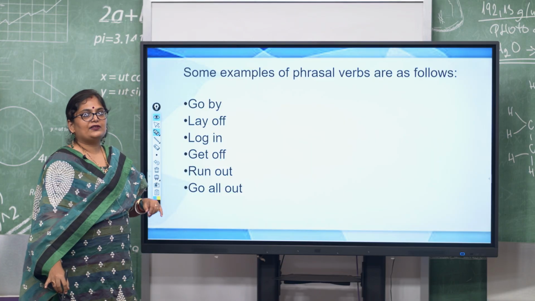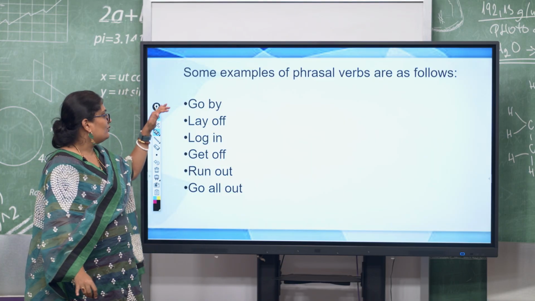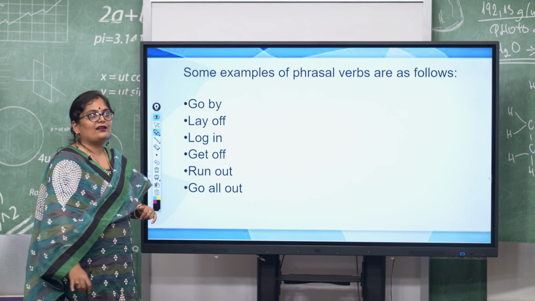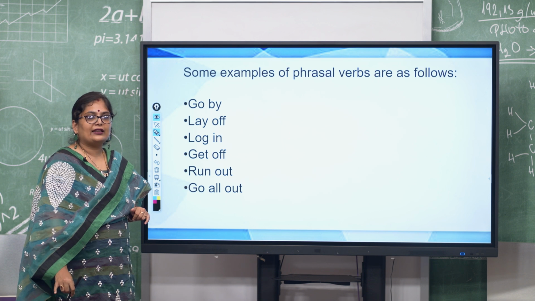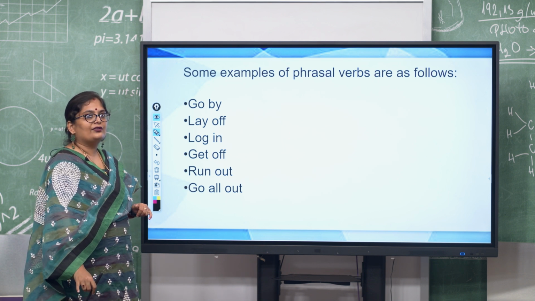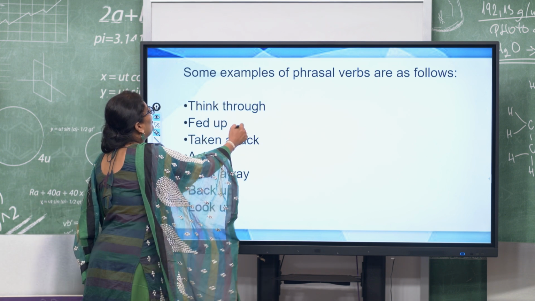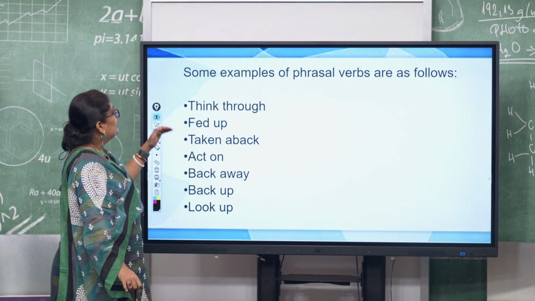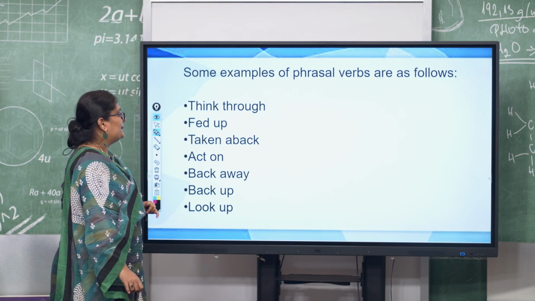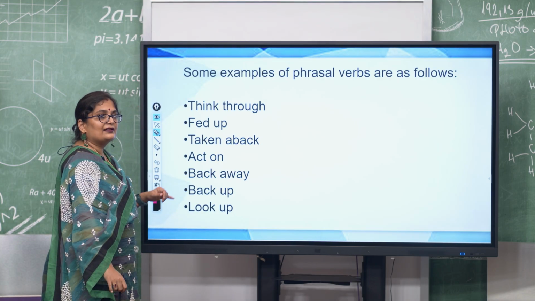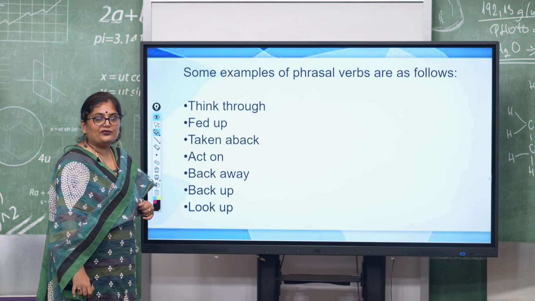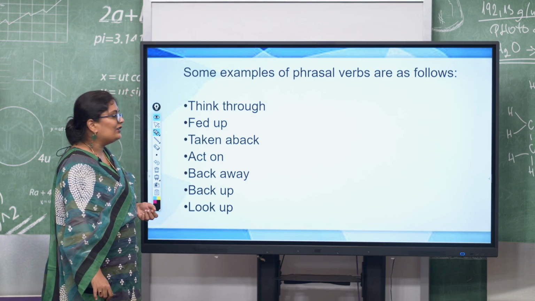Now, what are some of the examples of phrasal verbs? Look at these. Go by, lay off, log in, get off, run out, go all out. Think through, fed up, taken aback, act on, back away, back up, look up.